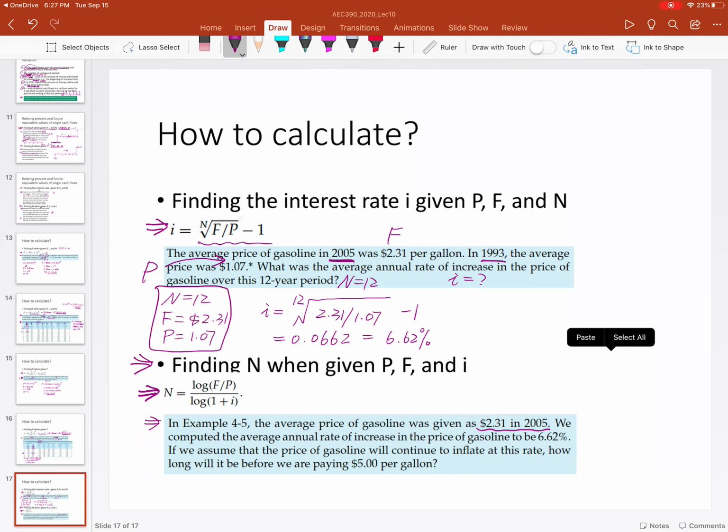We computed the average annual rate of increase in the price of gasoline to be 6.62%. So that's your I. If we assume that the price of gasoline will continue to inflate at this rate, how long will it be before we are paying $5 per gallon? Okay, so continue to inflate, which means this $5 per gallon will be your future value. So that makes us think this 2.31 will be the present value.